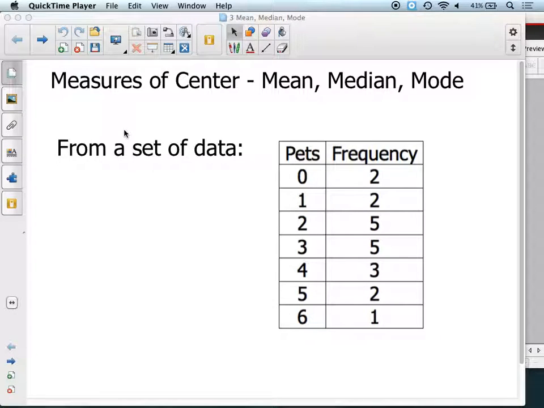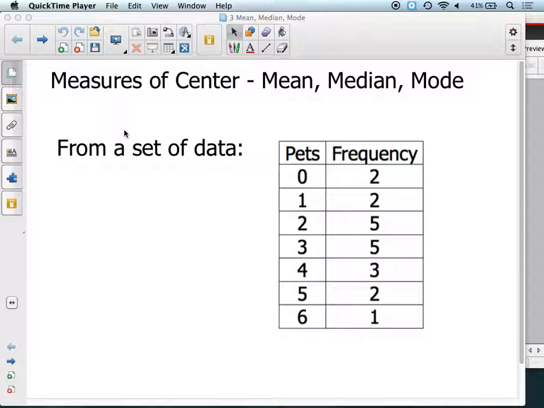We have three different types of what we call measures of center. And these are the three you're probably most common with: the mean, the median, and the mode. The mean being the average, the median being the middle value when ordered from lowest to greatest, or the average of two middle values, the mode, which one occurs most often. So we're going to go through and just figure out that mean, median, and mode again.